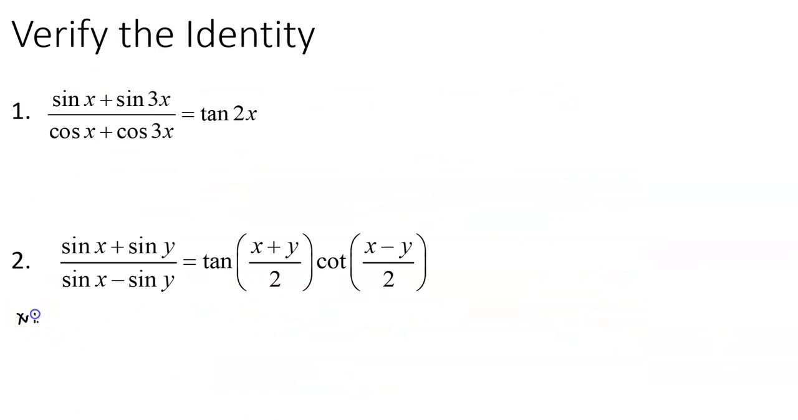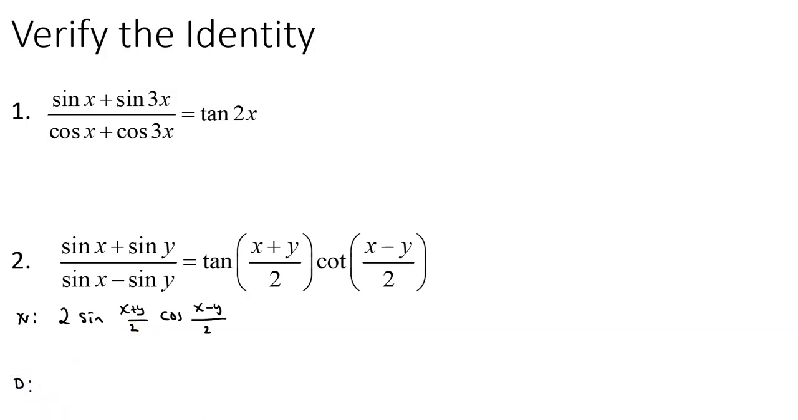So the numerator, 2 sine of the sum over 2, cosine of the difference over 2. Well, there's not a whole lot I can do with that quite yet. Let's look at the denominator.